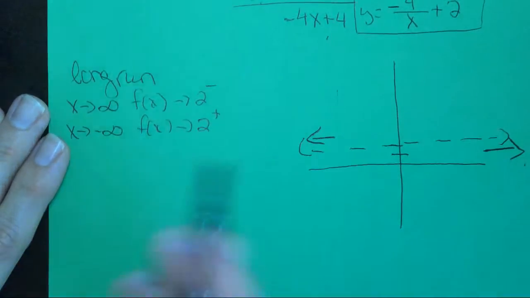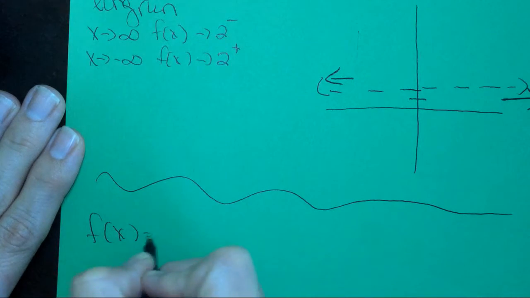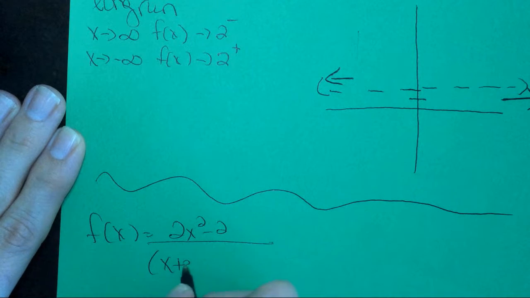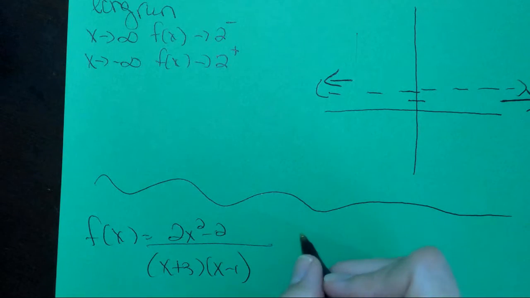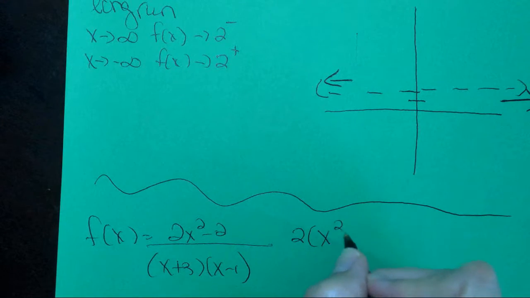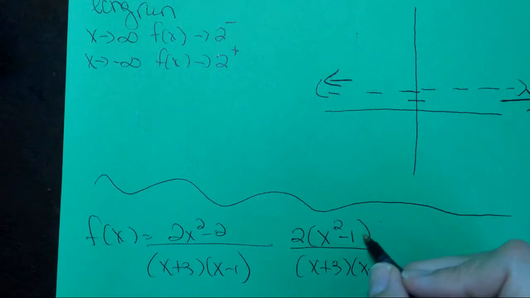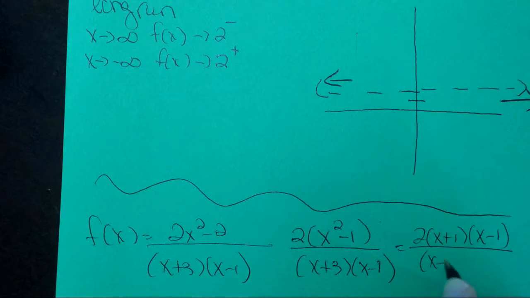So I'm going to go back to the original equation. My original equation said f of x equals 2x squared minus 2 over (x plus 3)(x minus 1). I need to go ahead and factor the top. So I factor out a 2 and I get 2 times (x squared minus 1) over (x plus 3)(x minus 1). And then I can factor the top again. I get 2(x plus 1)(x minus 1) over (x plus 3)(x minus 1).